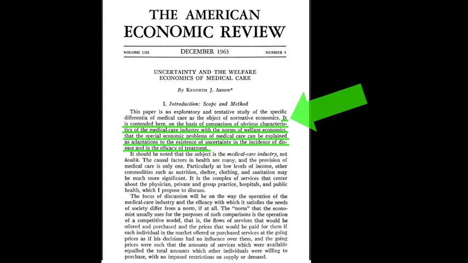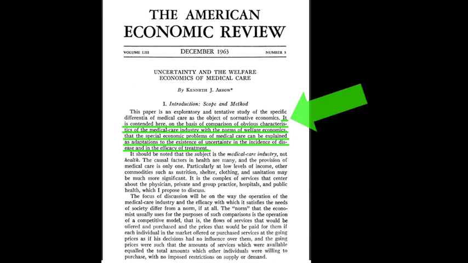Arrow also makes this argument in the very first paragraph of his article, so I'm going to give you storytelling part 2. I'm going to start reading in the second sentence of the article. Arrow says, "It is contended here, on the basis of comparison of obvious characteristics of the medical care industry with the norms of welfare economics, that the special economic problems of medical care can be explained as adaptations to the existence of uncertainty in the incidence of disease and in the efficacy of treatment."